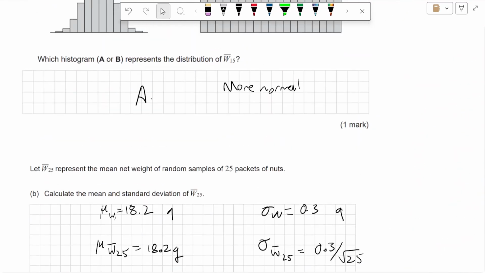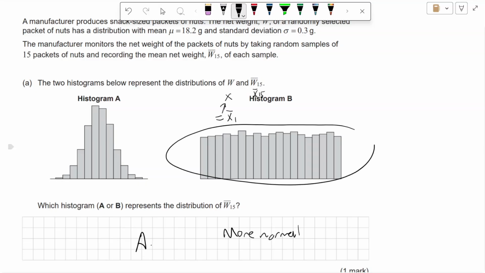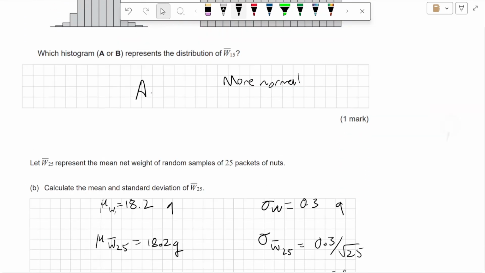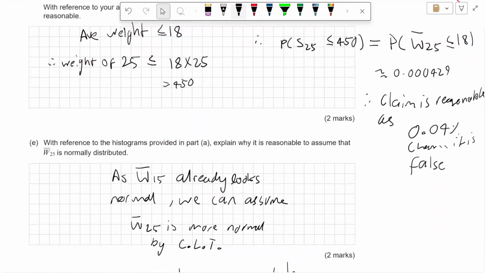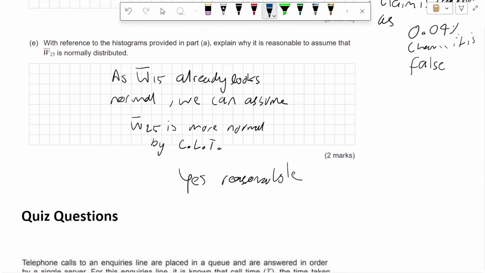If W15 looks really not bell-shaped, like if W15 looked like that, then we'd be running into issues. But W15 is already pretty much bell-shaped, so 25 is only going to be better by the central limit theorem. Really important that you say that, which theorem you're referencing.